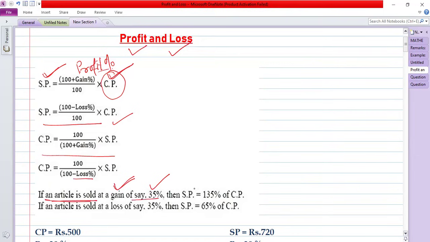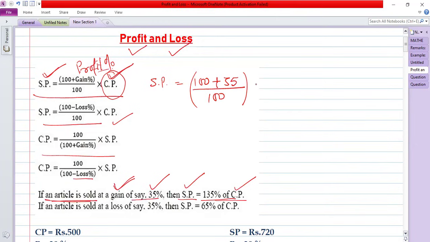Then the selling price will be nothing but 135% of the cost price. How will it be 135%? Because we are using this formula. The selling price will be equal to 100 plus the gain percentage, which is 35, divided by 100, into the cost price. So that's why this is 135 upon 100 into CP, and we can write that this is 135% of the CP.